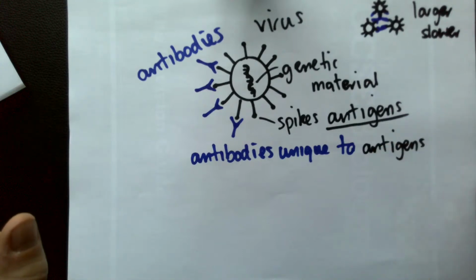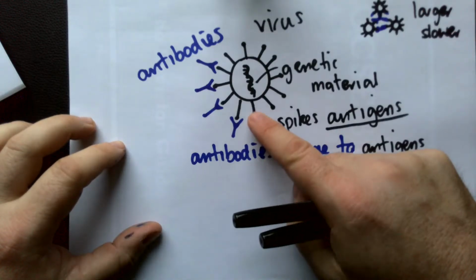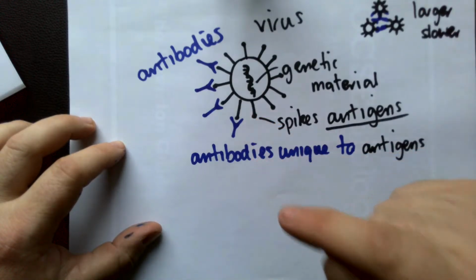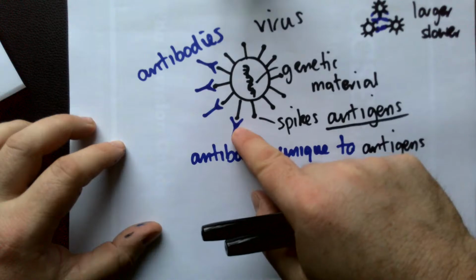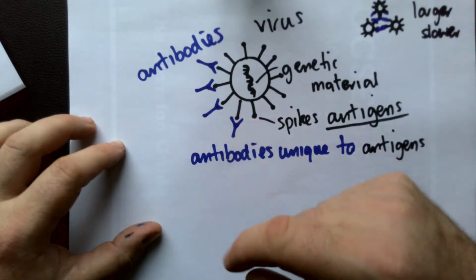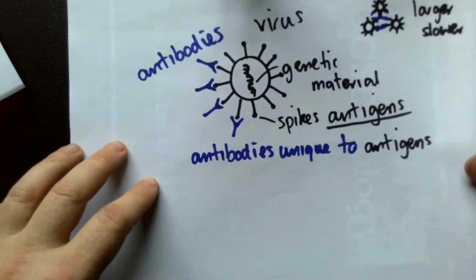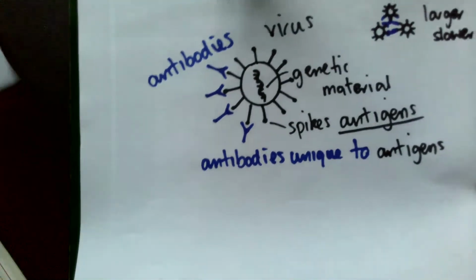What about if we don't recognize the spikes? What if our bodies can't make an antibody that matches up with these spikes? And there we have a problem, because how do we learn how to do it? Well, there are two options. And let me discuss those two options with you just now.